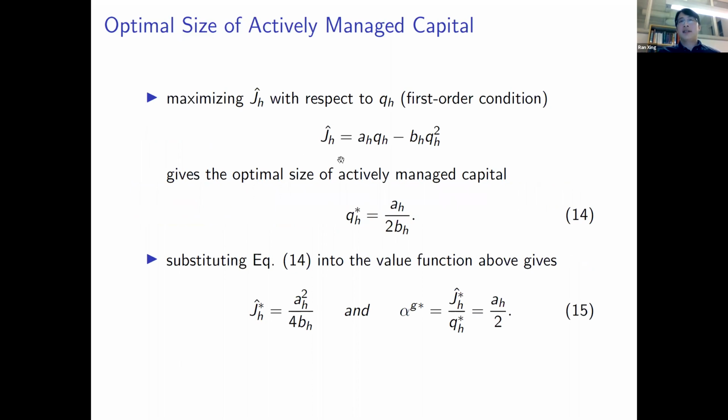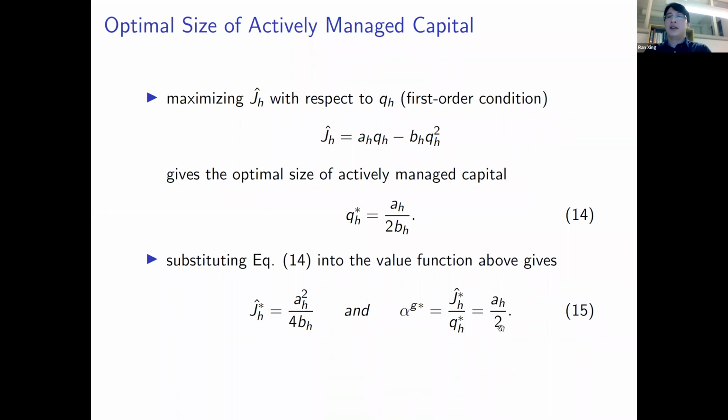Once we have solved the optimal trading policy, we can go one step back and solve the optimal size of actively managed capital that the fund chooses to invest in. Here, what we need to do is exactly the same as Berk and Green's model. You just take the first order condition of the value added function, and then you can solve the optimal amount of capital to invest actively. That's QH star, which equals the alpha H, AH, divided by 2BH. And then by substituting this optimal size of active investment into the expression above, you can get the value added under the optimal choice. That's AH squared divided by 4BH. And the corresponding optimal growth alpha for the active part is AH divided by 2.